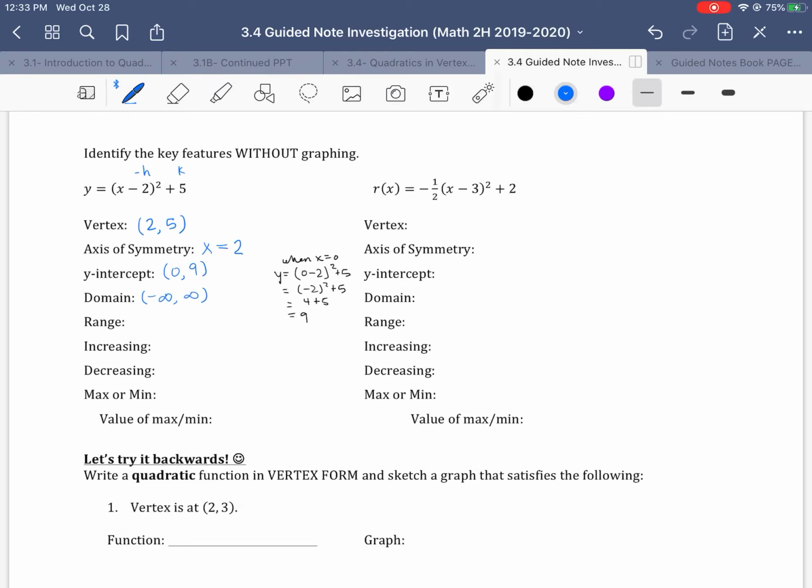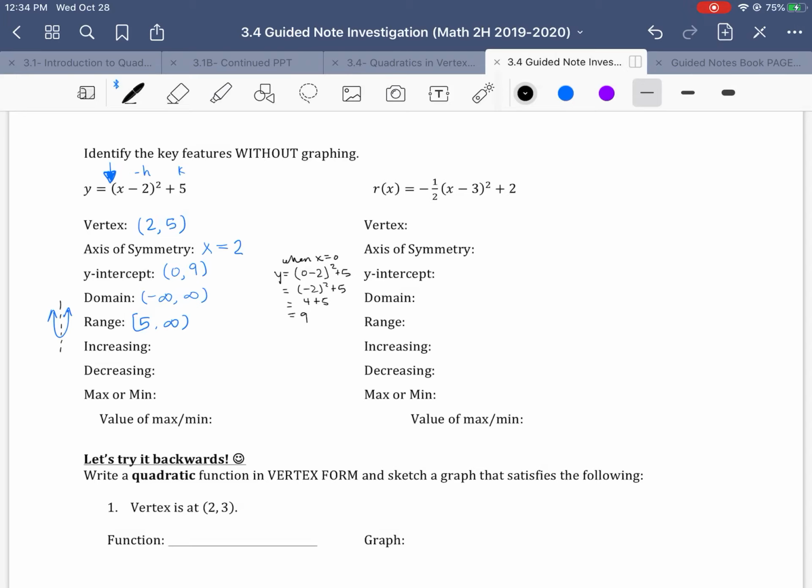Domain remains the same. All real numbers, negative infinity to infinity. Your range, you need to figure out if it's opening up or down. So remember, we look out front to see if it's been reflected or not. There's no negative value out there, so this one is opening up. And I always just draw a little picture just to help me keep track. So the range is going to start at that 5 value, the bottom of my vertex, and it's going to go up forever. So you can write it that way, or again, you can write y is greater than or equal to 5.